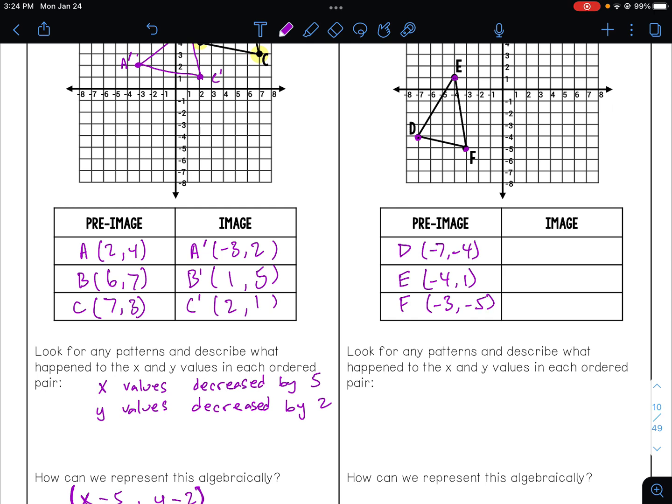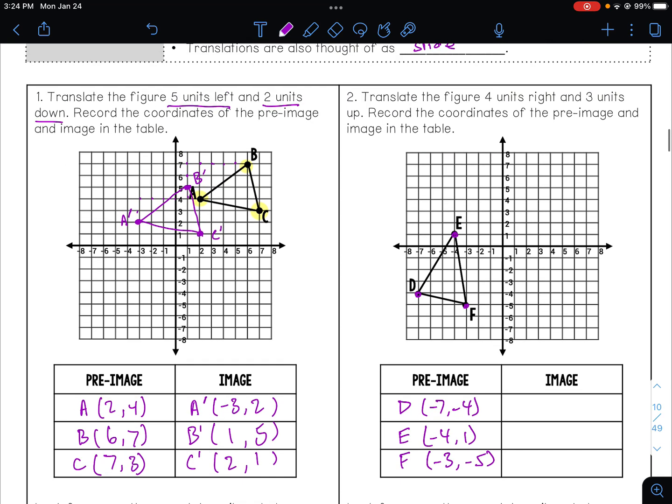Okay, what do they want us to do to this pre-image? They want us to translate it 4 units right and 3 units up. So 4 units to the right, 1, 2, 3, 4, and 3 units up, 1, 2, 3. That goes right over here. And that is our new D prime.